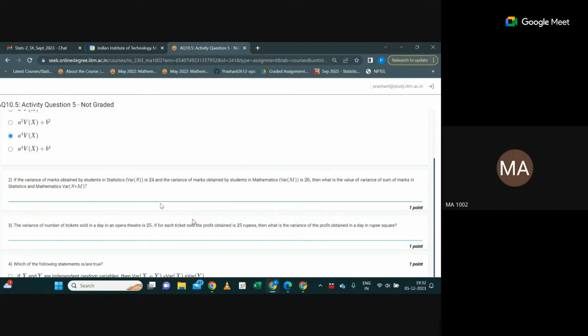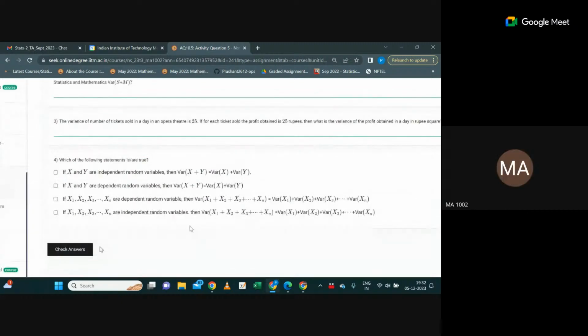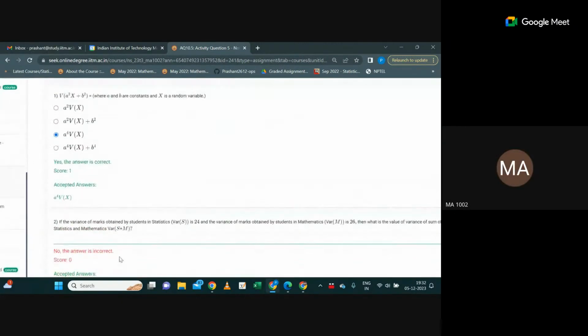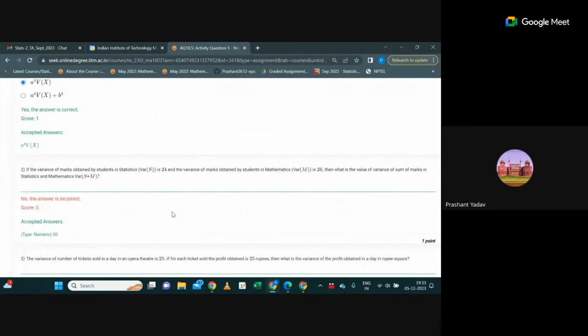The variance of marks obtained by a student in statistics, let's say the variance of S is 24, and the variance of marks obtained in mathematics, let's say M, is 26. Then what is the value of the variance of S plus M? We can add them separately, 24 plus 26, because both subjects are independent, right? So it will be simply 50. You can check the answer. If you click here, you can see 50 is the answer. Correct answer.